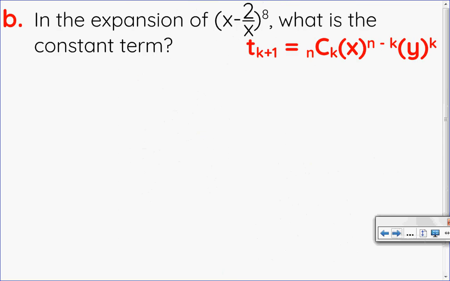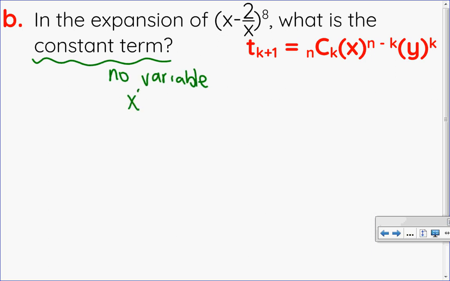Let's try a little bit of a twist for this one here. In the expansion of x minus 2 over x, to the 8, what is the constant term? First thing we need to know is, what does constant term mean? Constant term is something that never changes. It's the lonely number. It has no variable. If it has no variable, I could say it's an x to the exponent of 0.